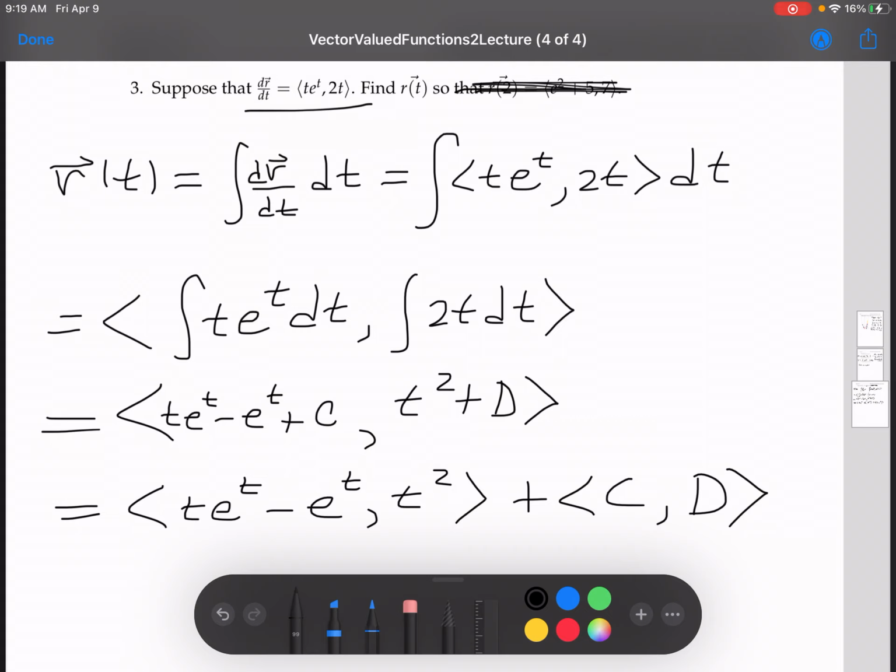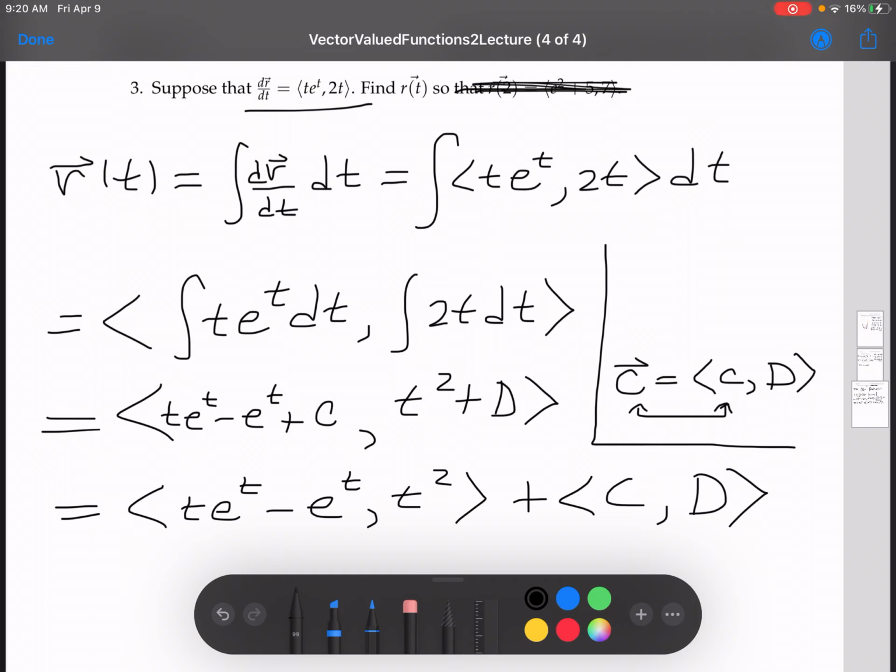Now it's possible to think of, or to define, this vector with components c and d as a constant vector, say C, which has components c, d. Remember, these two are not the same c here, because this one is a vector, this one is a number. And if we did that, then we could write this whole thing like that.